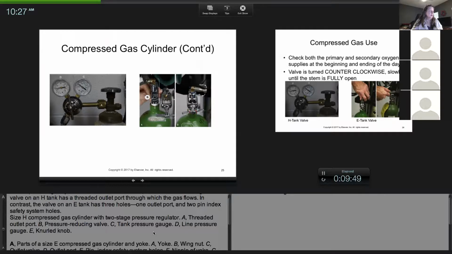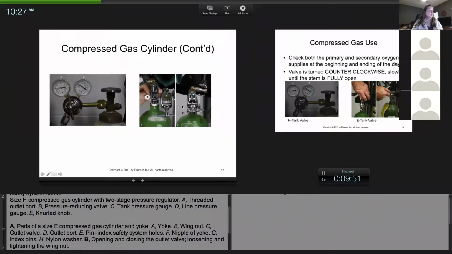Now, what I want to show you here is what you will be looking for when you go into surgery. This is an E-tank down here. H is a little tab that you pop off on the new tank. Do you see that D and E, it's a hole and two little holes? That is the pin connector. And then this thing right here is the yoke.